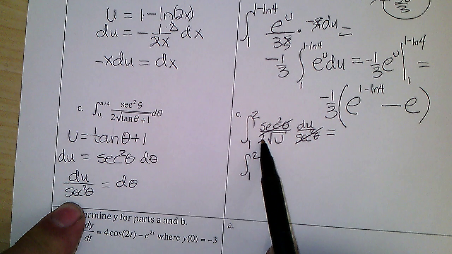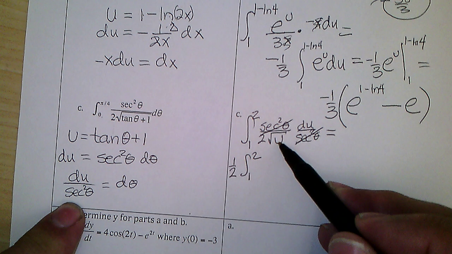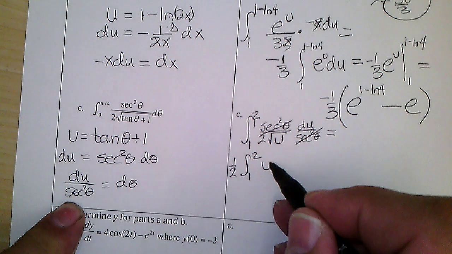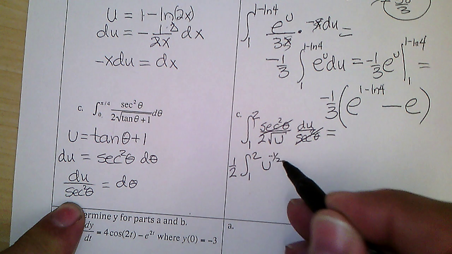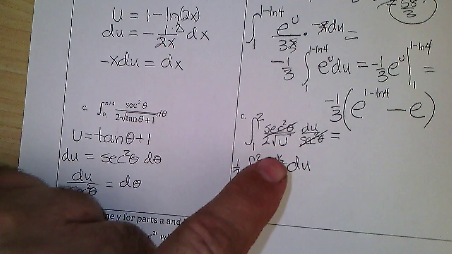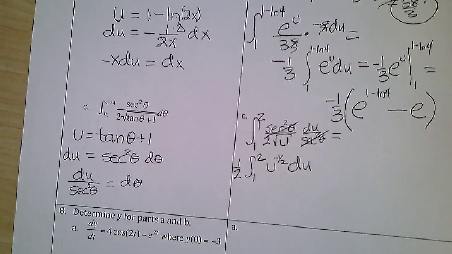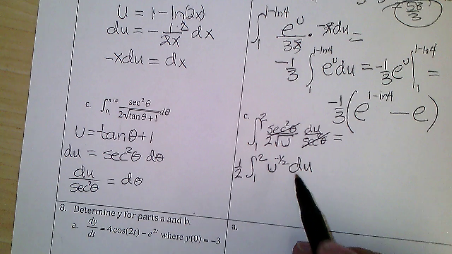The 2 there would come out as a half. The square root of u in the denominator is u to the negative 1/2 du. It wouldn't be any ln because it's not just a plain u. It's under a square root. If it was u squared, it still wouldn't be.